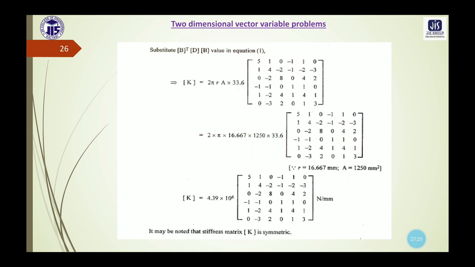Finally, in the formula of the stiffness matrix we need to put the values of this matrix multiplication, that is the transpose of the B matrix multiplied by D matrix and B matrix. That part will be multiplied by 2 pi RA. The value of the R coordinate is already calculated as 16.66, and the area of the triangle is calculated as 1250. So finally we can calculate the stiffness matrix. It is 4.39 into 10 to the power 6 multiplied by a 6 by 6 matrix.